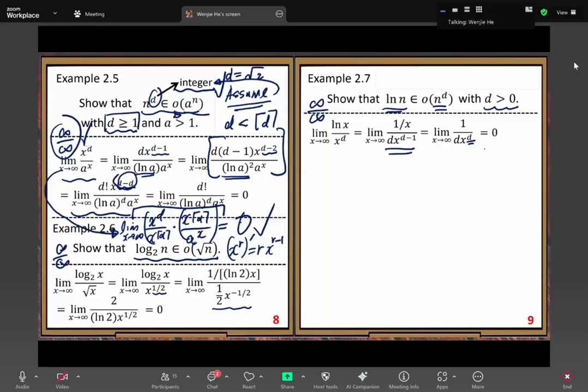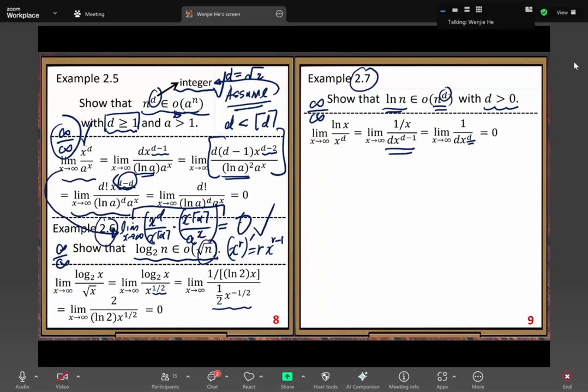So you can see example 2.7 is more general than example 2.6, because in example 2.6 the exponent of this root n function is 1/2. Now we change that 1/2 to a general positive d. So it is more general. For any positive d, we have this result.